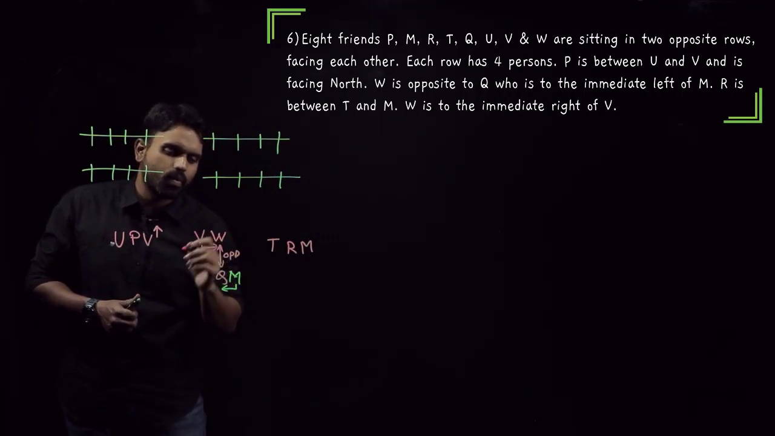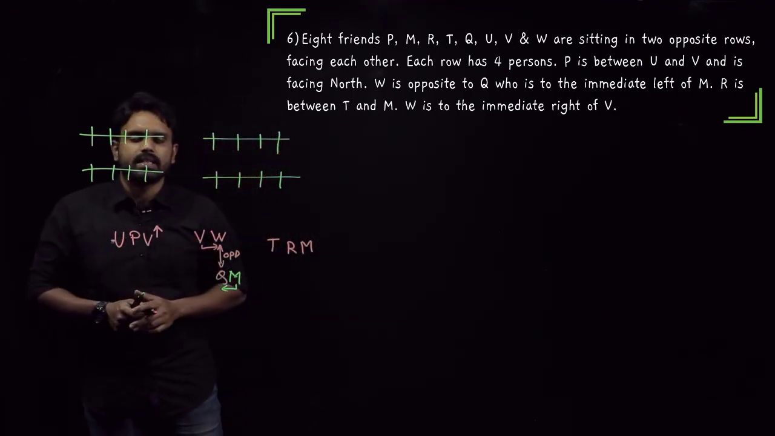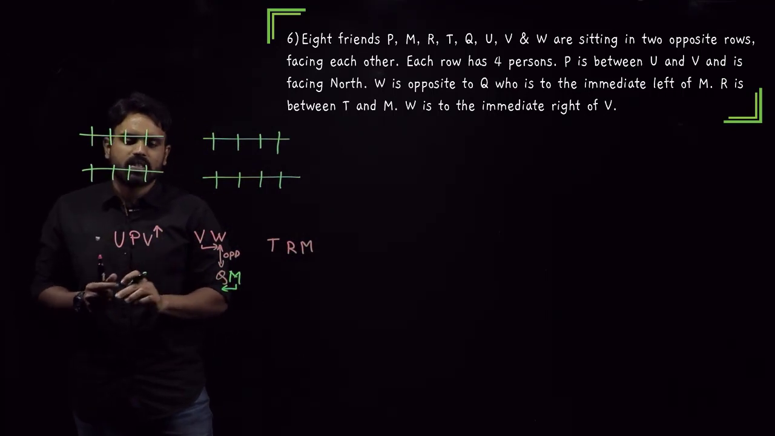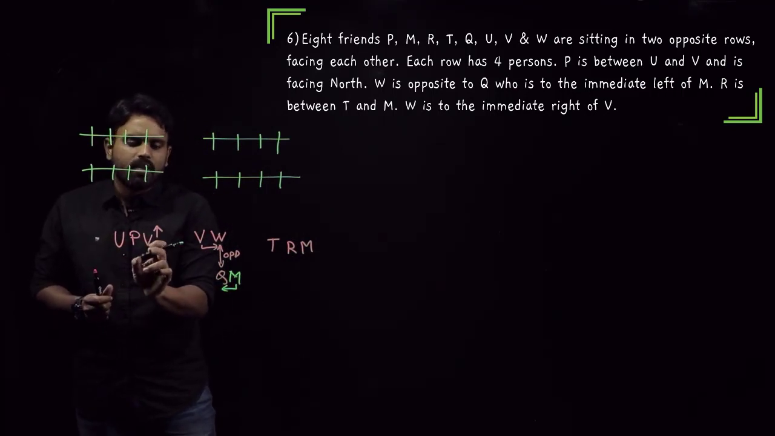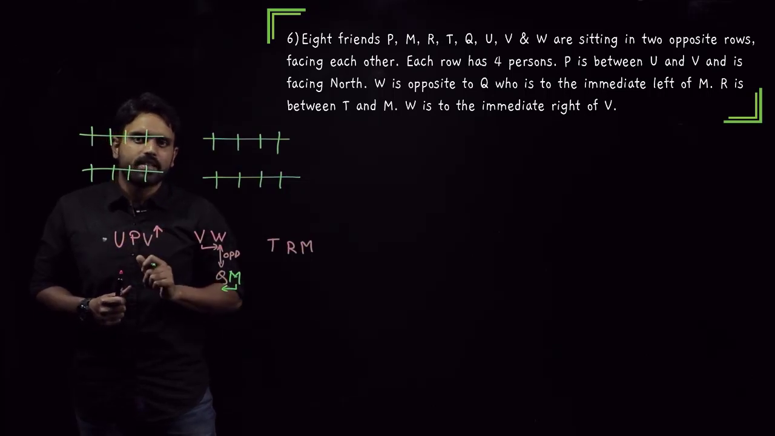Immediate right of V. Okay. W is to the immediate right of V. These are the conditions that we have got here. So, where will you start from? Start thinking. U, P and V. If V is facing north, then all these U, P also must be facing north.